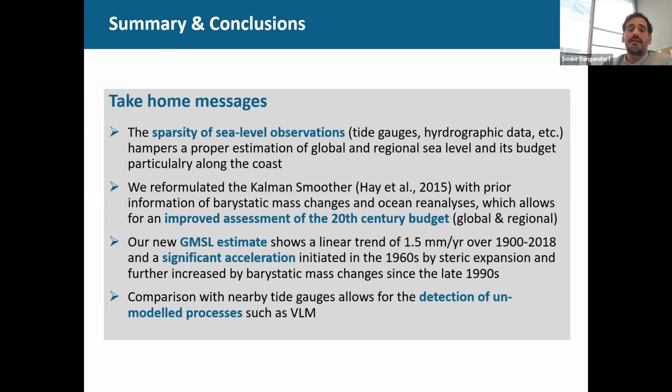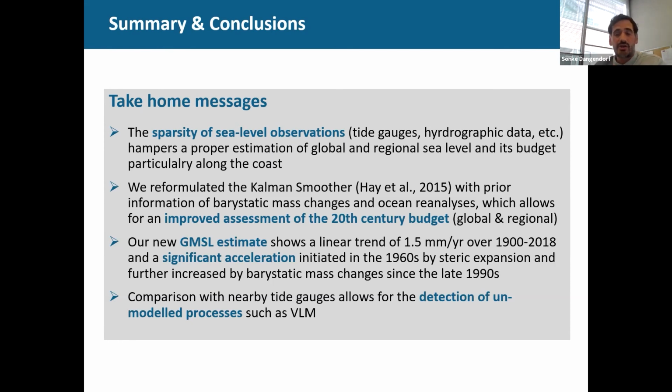We reformulated here the Kalman Smoother, the technique that has been introduced by Carling-Hay and colleagues in 2005. But we changed it now with updated prior information, primarily on the barystatic mass changes, but also with new ocean reanalysis that provide information on ocean circulation changes. And this indeed allows for the first time for an improved assessment of the 20th century sea level budget, both globally and locally.